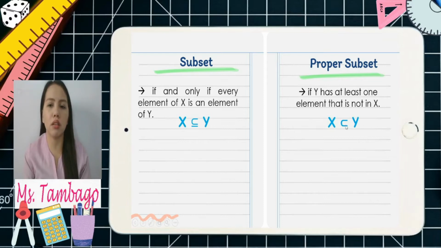So let's take a look at the difference of the two symbols. For the subset, we have the underline. Okay, it looks like letter C or letter U na nakatagilid, and then may guhit sa ilalim. For proper subset, it doesn't have underline. Proper subset and then subset.